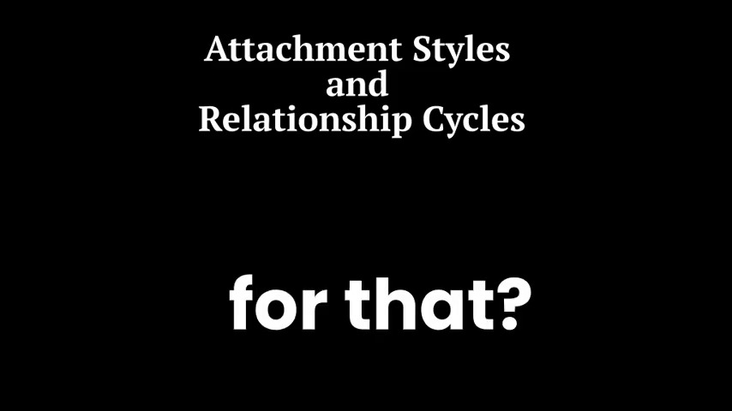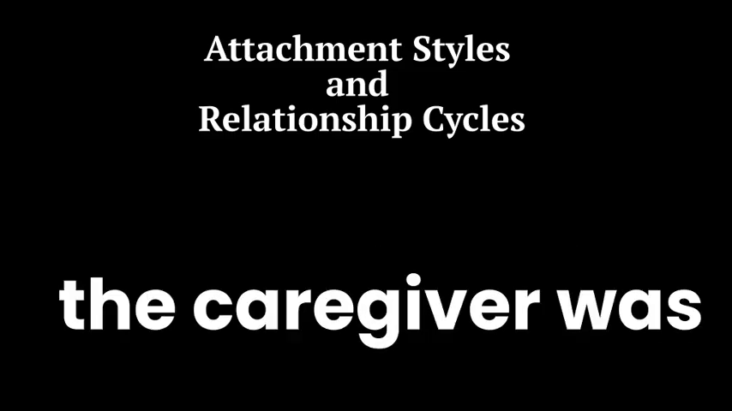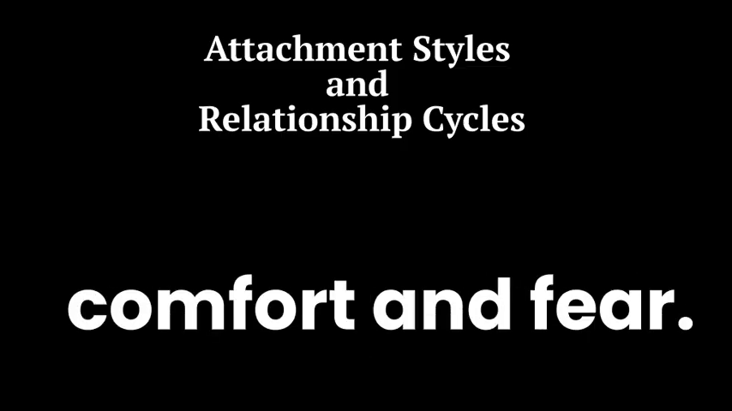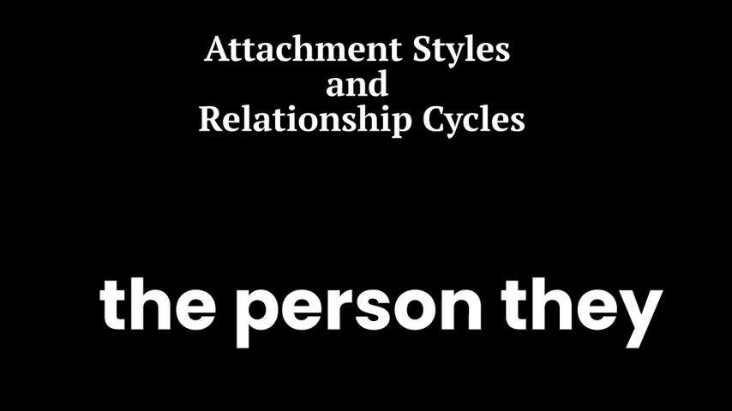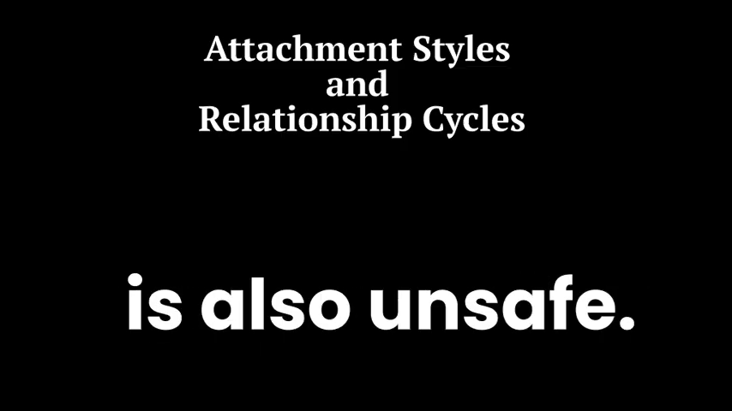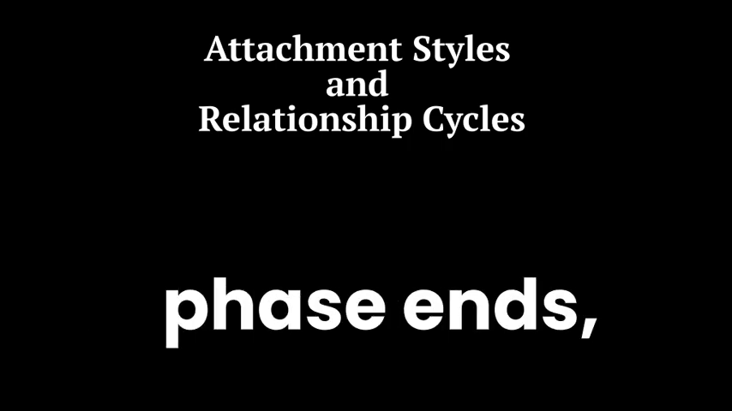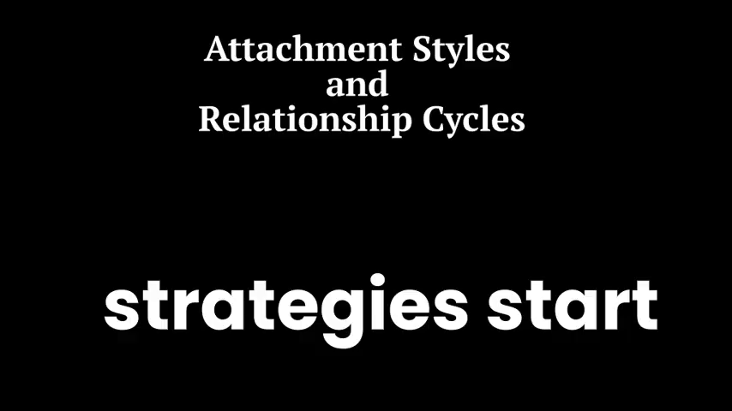And the origin for that. It's often a background where the caregiver was a source of both comfort and fear. Maybe they were abusive or unpredictable or traumatized themselves. The lesson the child learns is that the person they need for safety is also unsafe. So once a relationship gets serious and that honeymoon phase ends, these different strategies start to collide.